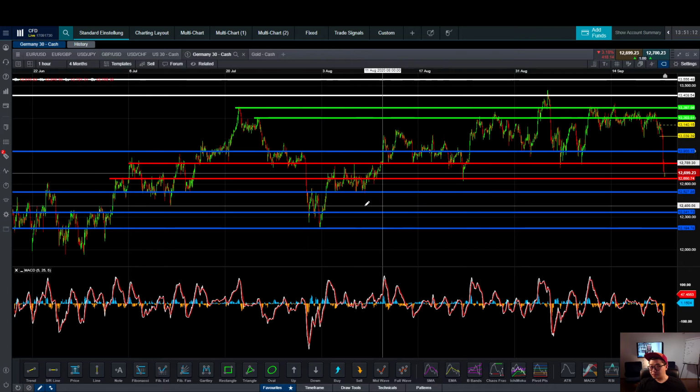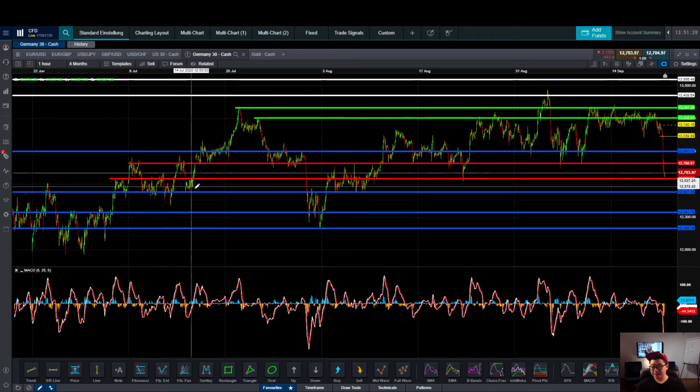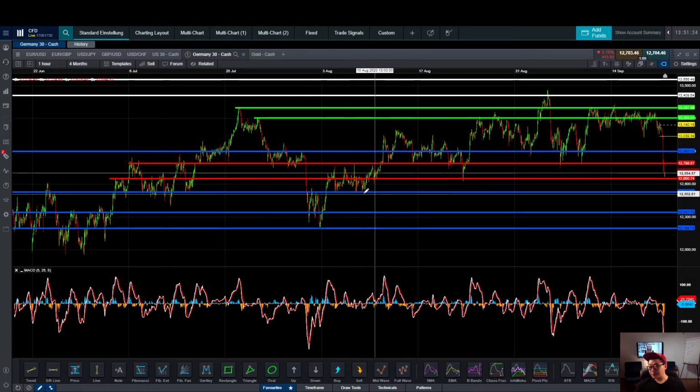Okay, so usually we like to have at least 3 bounces. 2 is okay, but 3 is even better. So here we have more than 3 bounce offs. Okay, so that's why it's, for me, generalized as one of the more predominant areas to take a position upwards.